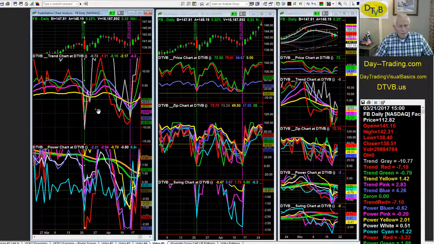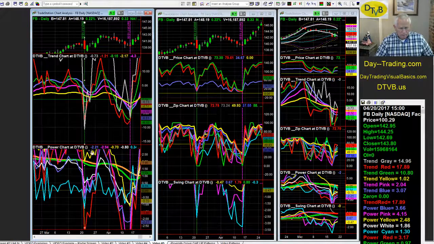And so when that happens, when trend gray is lowest, that is a signal for a next day up. So that is an example of when things can move up. You also have down here in the power chart, power yellow down touching the orange, power orange line, which is interesting. The other thing I'll point out is that you have a power pink line down touching the zero line.